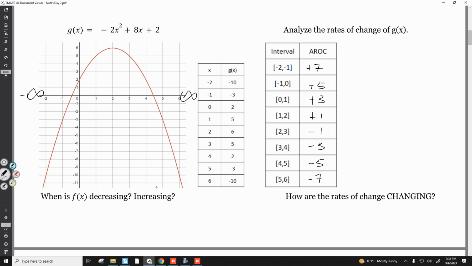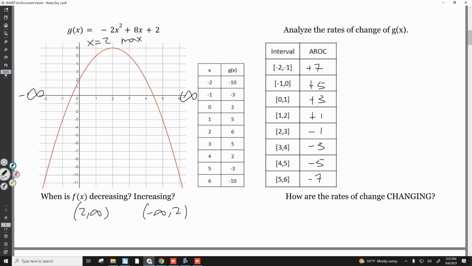Okay, it is increasing from negative infinity until 2. I keep going up and up until I get to 2. At x equals 2, I'm going to call that a max because at x equals 2, I go from increasing to decreasing. We'll call a max a location that changes from increasing to decreasing. Decreasing will be from 2 to infinity.